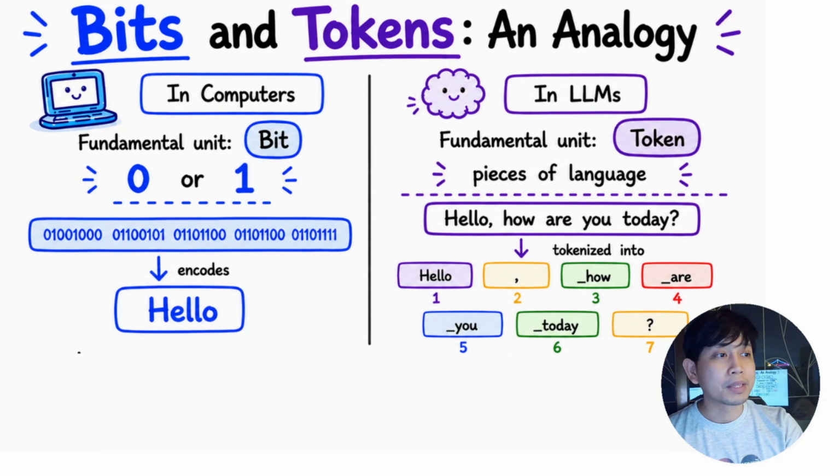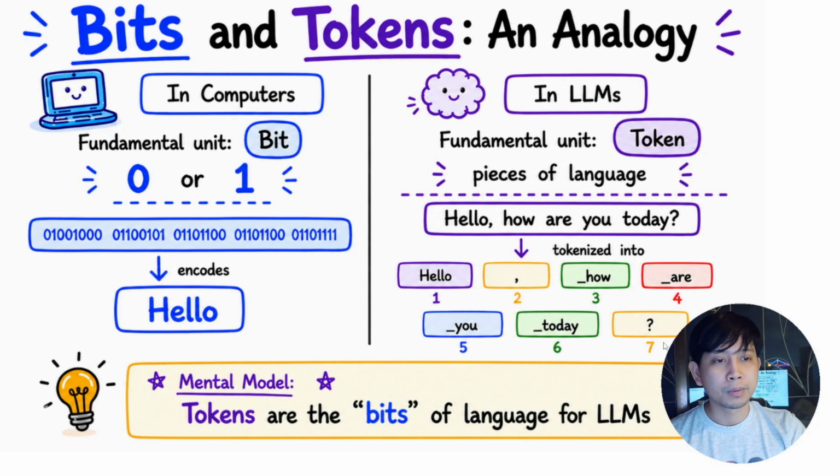A token is a basic piece of language that an LLM can process and work with. Let's take, for example, this sentence: Hello, how are you today? This will be broken down into 7 tokens: Hello, the comma, the space, how, space, are, and so on. Just as a computer works with bits behind the scenes, LLMs work with tokens behind the scenes. For our mental model, we can say tokens are the bits of language for LLMs.